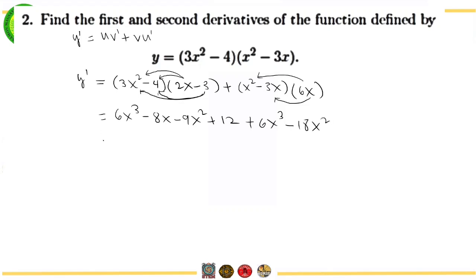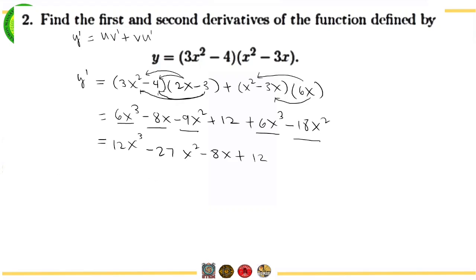Okay, so we are still at the first derivative. So let's simplify. I have 6x cubed here, I have 6x cubed here, so 12x cubed. Then negative 9x squared, then we have negative 18x squared, so we have negative 27x squared. Next, we have the negative 8x, then plus 12.